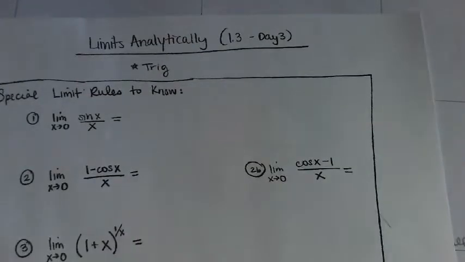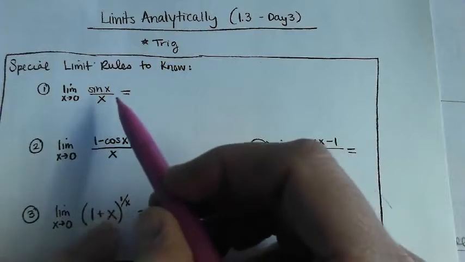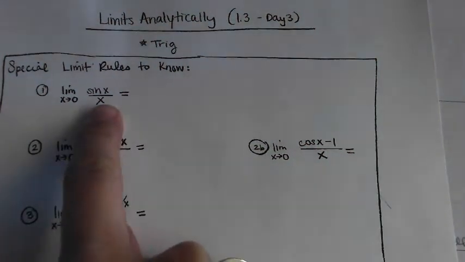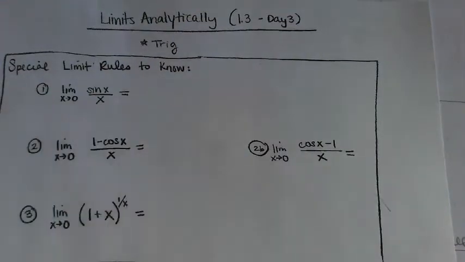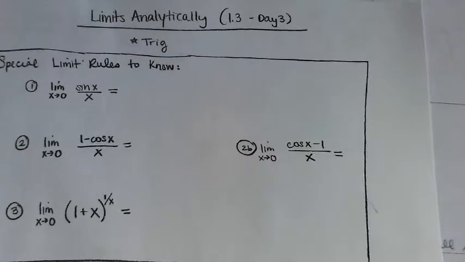There's, well, 3 trig ones, where if you try to find the limit as x approaches 0, you would get 0 over 0. So that's the indeterminate case. So this is a rule that you're just going to have to memorize.